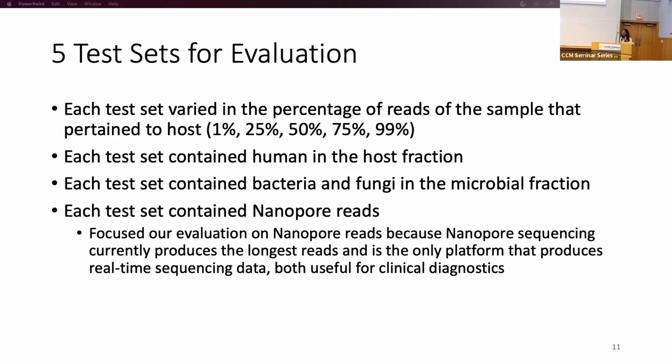We used 5 test sets for our evaluation, and each test set varied in the percentage of reads of the sample that pertain to host. We go from 1% to 99%. We used human as our host fraction and bacteria and fungi in the microbial fraction, and each of our test sets contained nanopore reads. We focused our evaluation on nanopore reads because nanopore sequencing currently produces the longest reads and is the only platform that produces real-time sequencing data, both of which are useful for clinical diagnostics.